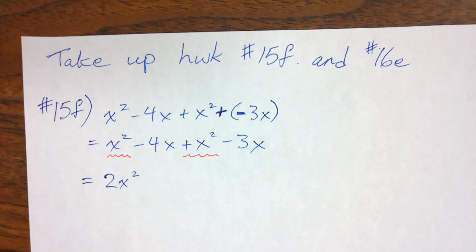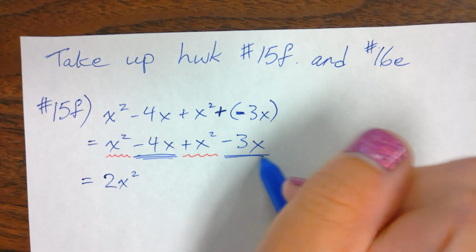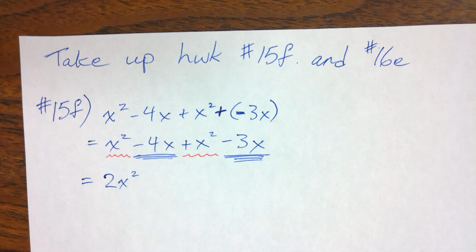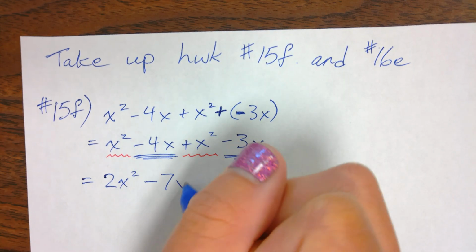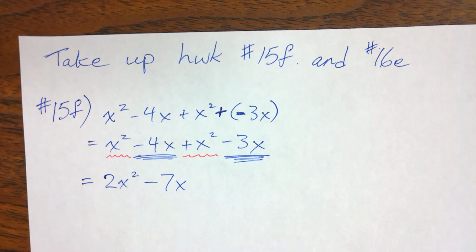Okay, and then the second type is the negative 4x and then negative 3x. Those two combine to, Ovi? Negative 7x. And because it's negative, that's why it's a minus sign in between the two terms. Okay.